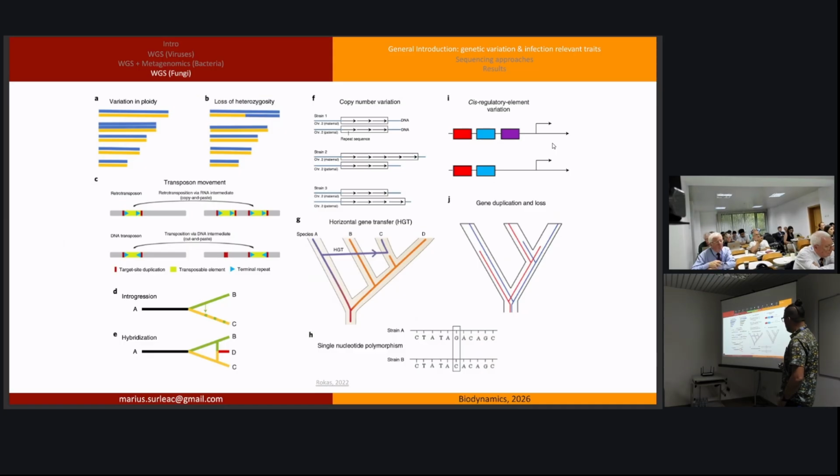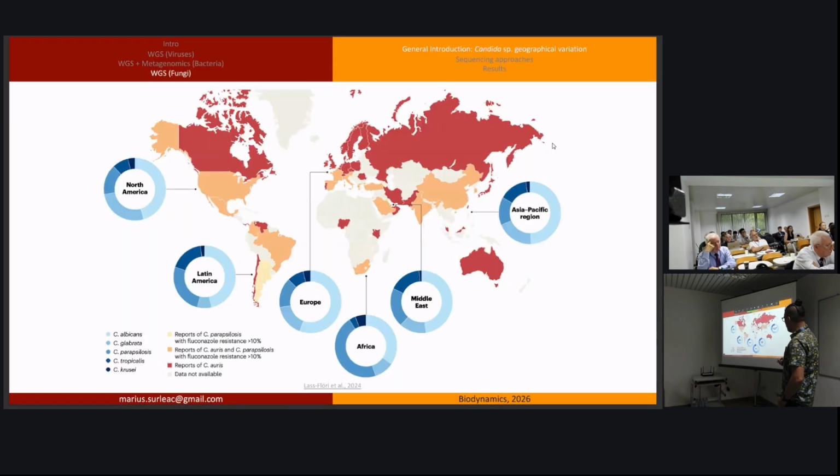You can look at variation in ploidy of the fungal genomes. They also have some transposons, like in eukaryotes, like humans have, the copy-and-paste and cut-and-paste retrotransposons. So we find similarities in fungi as well. But we can also look at copy number variation, for instance, and this happens a lot in fungal genomes.